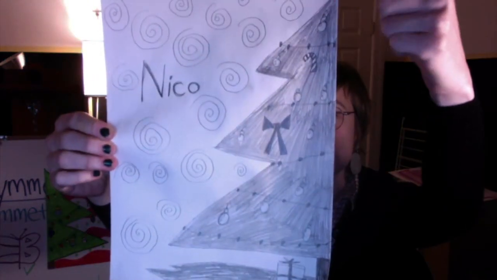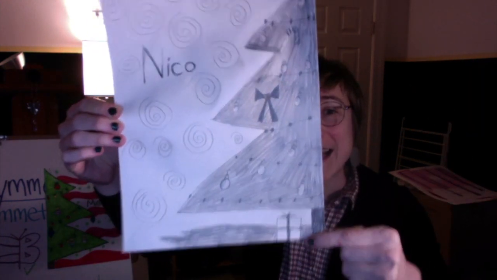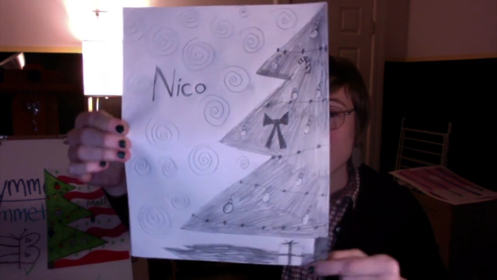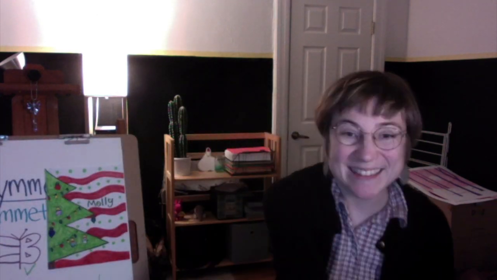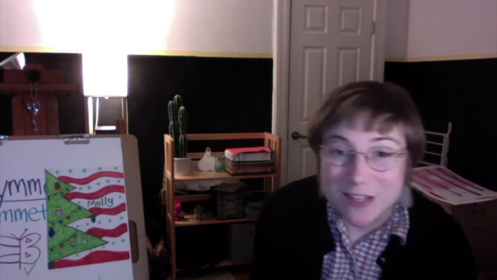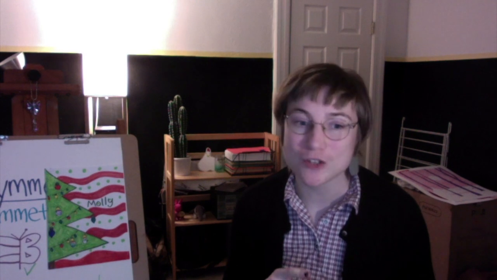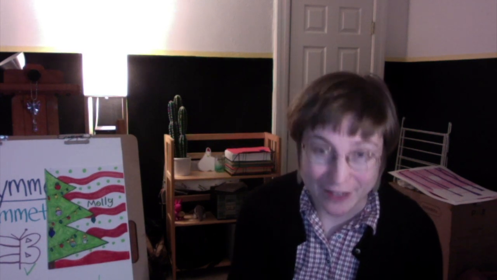Since Nico drew his tree from the top of his paper all the way to the bottom, and he made sure his paper was vertical and not horizontal, we can put Nico and Molly's trees together. Let's take a look at how that would look. Now, I'm doing this in real life, but when you send me your picture, I'm going to Photoshop your pictures together in the computer. That way I can show you guys on Fun Friday.